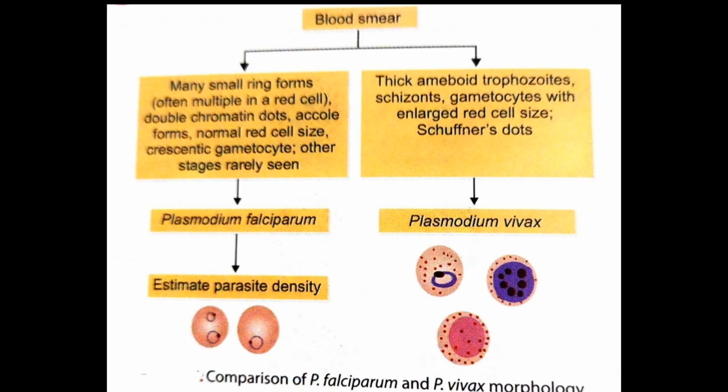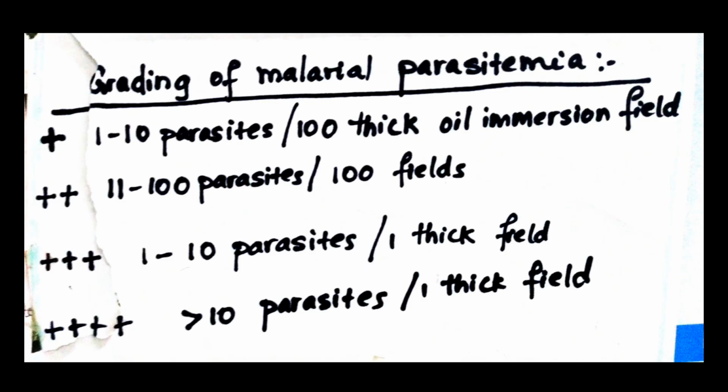For comparison of vivax and falciparum, in vivax there is a thick amoeboid trophozoite, schizont, gametocyte with enlarged red cells, and Schüffner's dots. While in falciparum, there is high parasite density and multiple small rings are present.